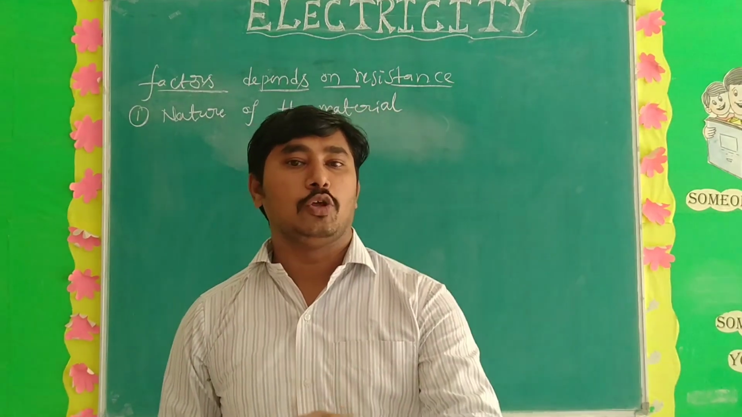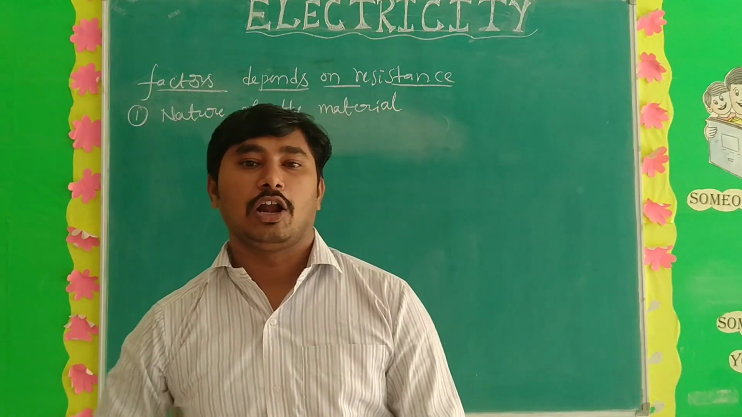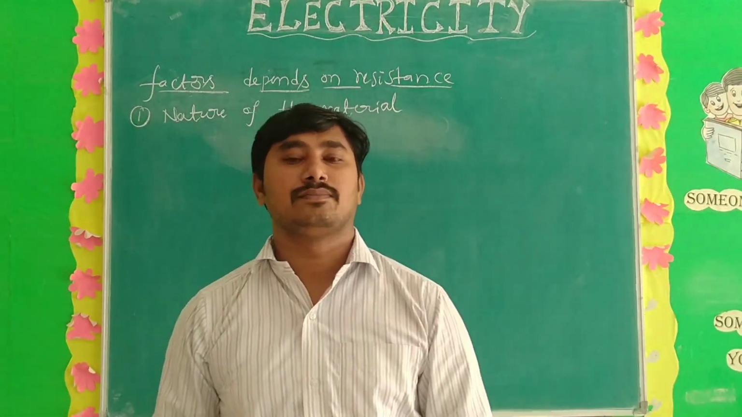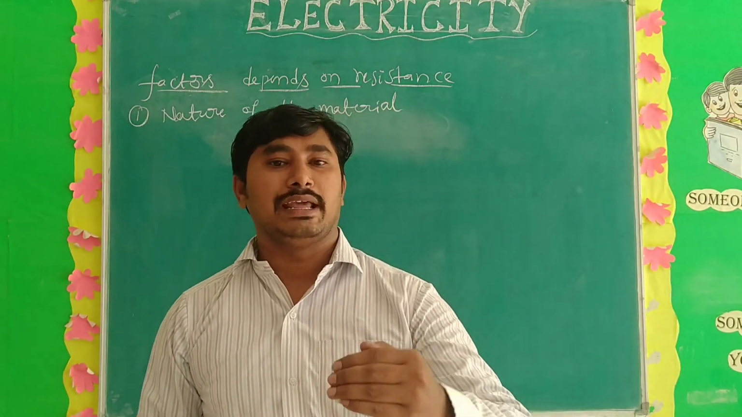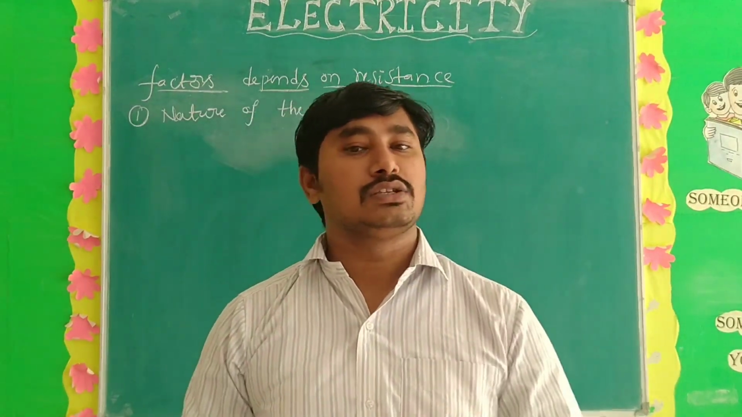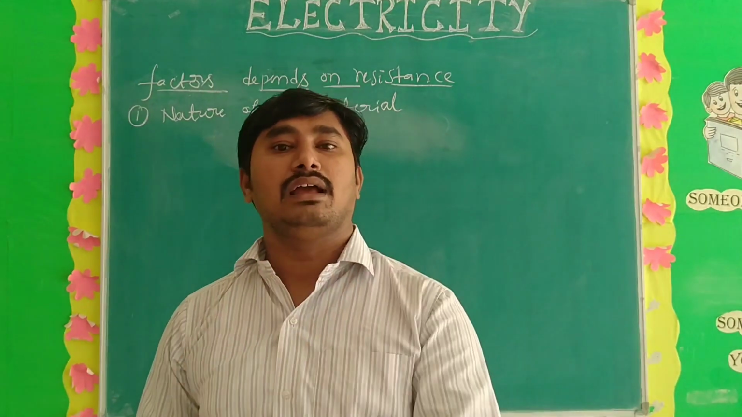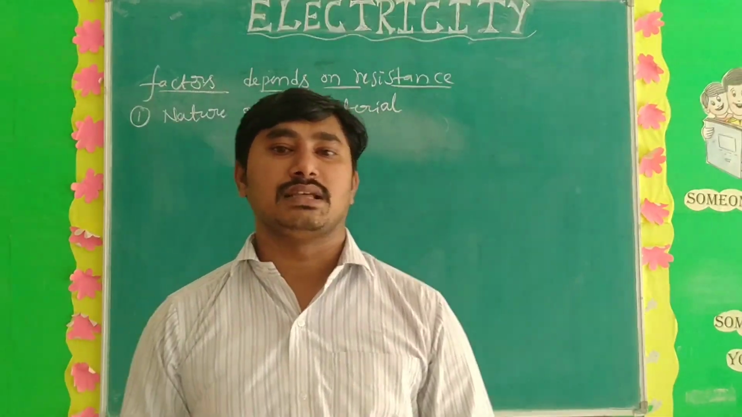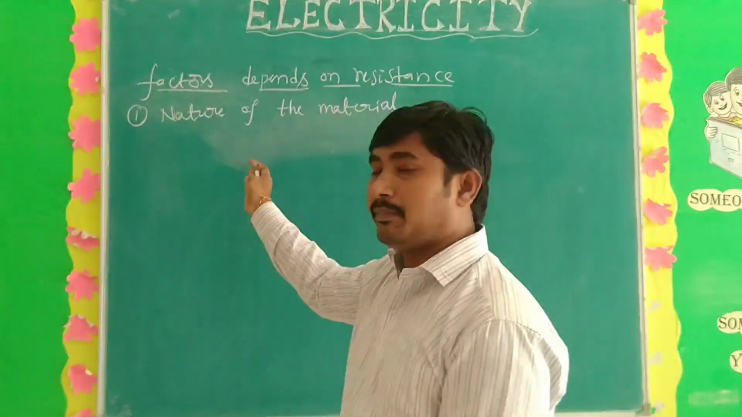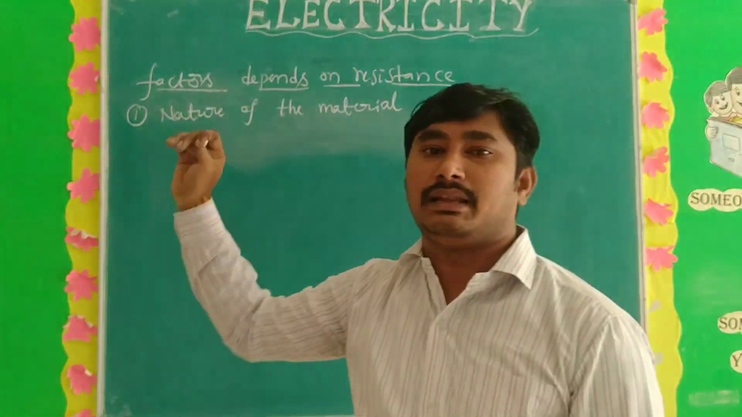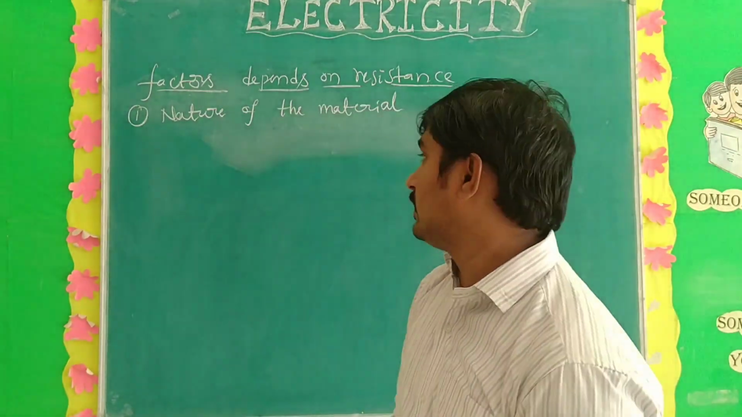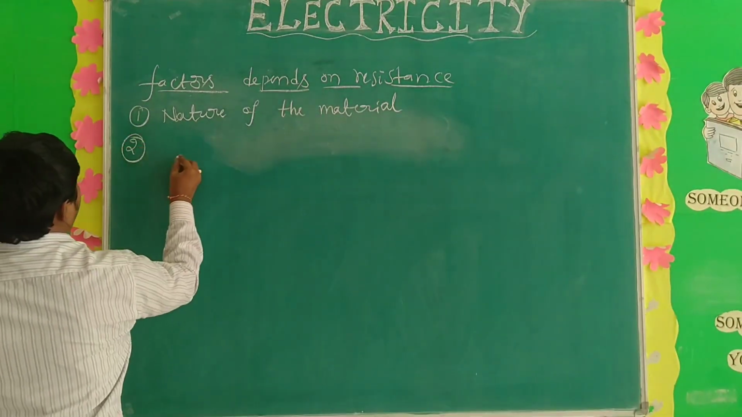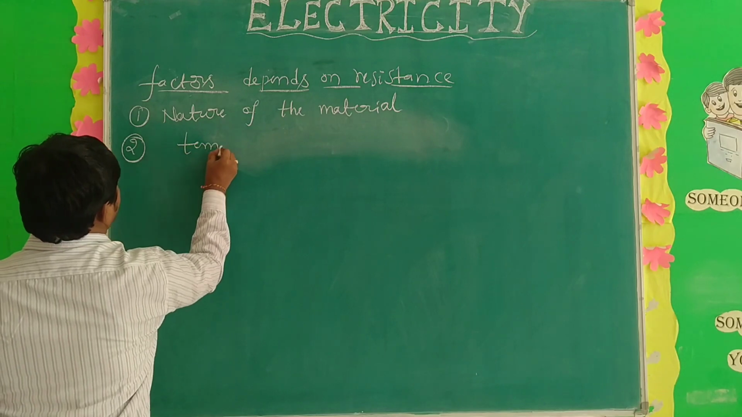For example, aluminium, silver and copper all have very low resistance. And nichrome and constantan all have very high resistance. Why? Because different materials have different resistance. So that's why the resistance depends upon the nature of the material. Understand? That is very important. What is the second one? The second one is temperature.